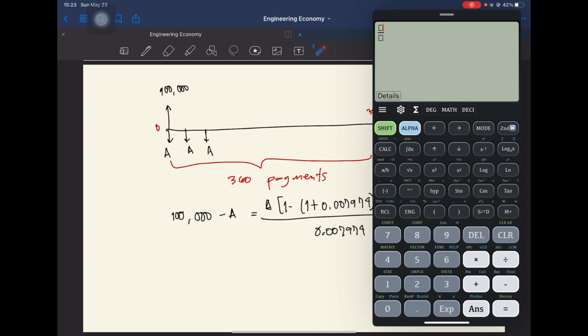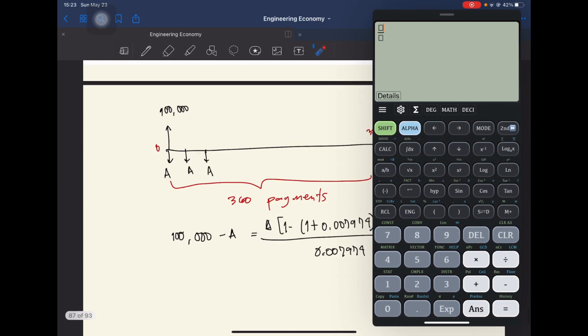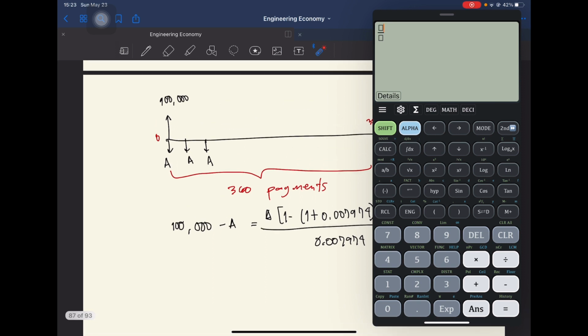Ayan, ayaw na. Ulit tuloy. Ano yun? 839.19. 839.19 times 1 minus 1 plus i, negative 359. Oops. Plus 839.19. Okay, approximately equal to 100,000.